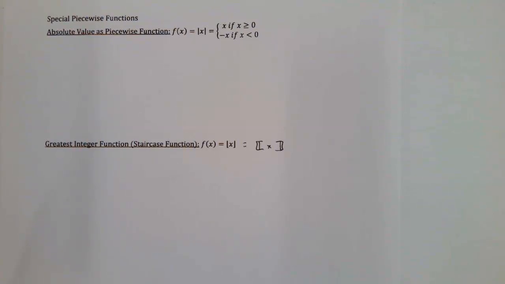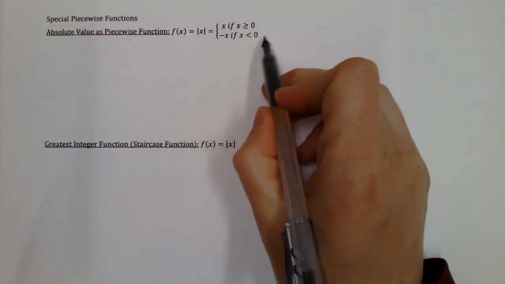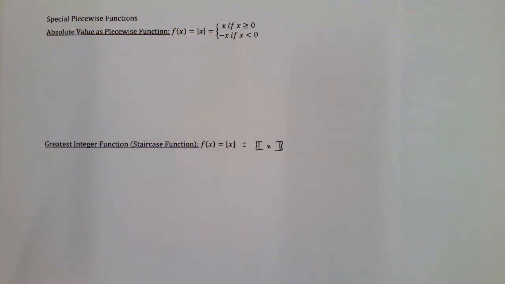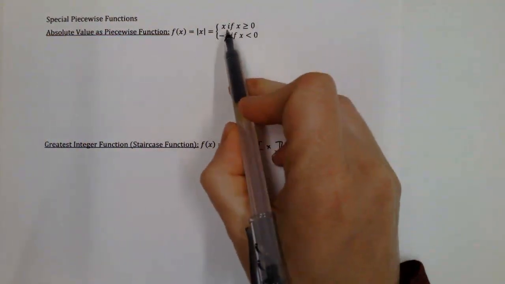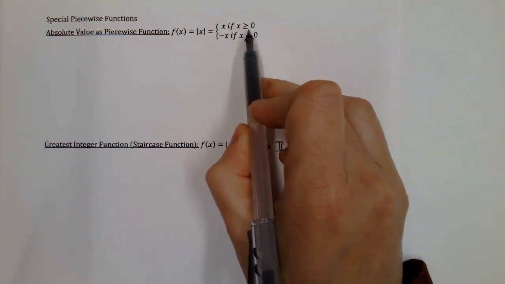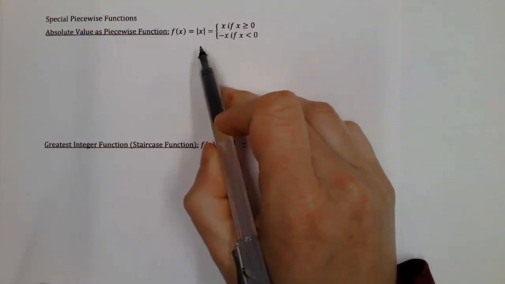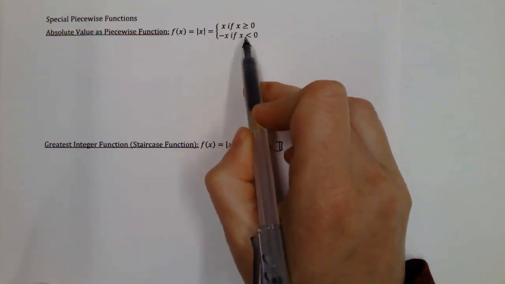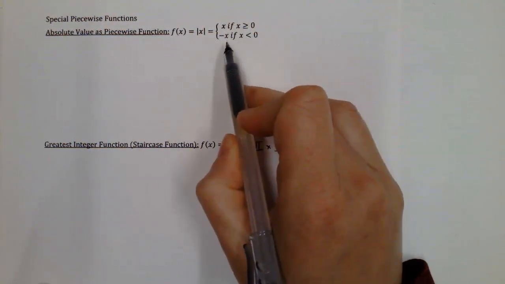In this video, we're going to look at two special piecewise functions, and the first is the absolute value function. Now, you've probably seen the absolute value before, but you may not have seen it described in terms of a piecewise function. As we say, the absolute value, if the number is positive, we keep it positive. So if my x is positive or 0, we keep it as is. However, if we have a negative number, it's negative x.